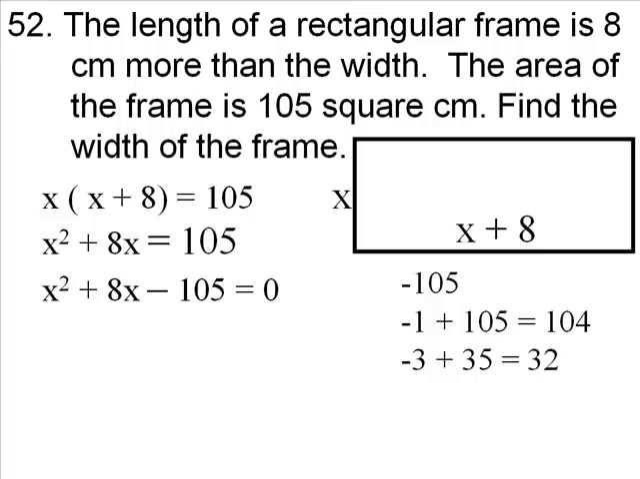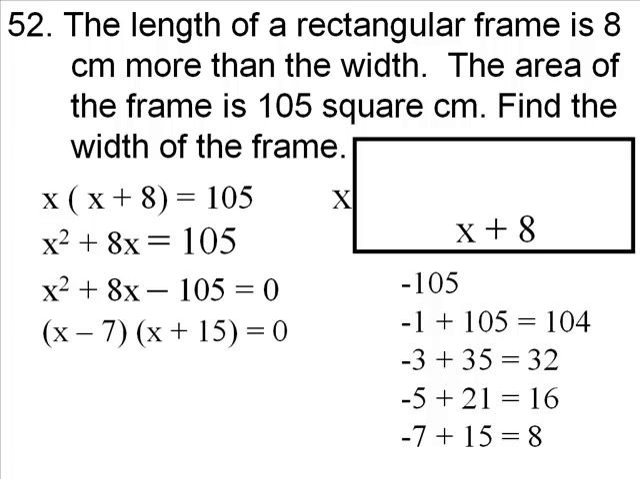Let's see. I've done 3 times 35. 4 won't go into 35. 5 will go into 35 21 times. And when you add 21 and negative 5, you get 16. So negative 5 plus 21 is 16. I'm getting closer to 8, but I'm not there yet. Now 6 won't go into 105 because 105 is not even. And 7, let's try 7 here. 7 times 15 is 105, and it works out if you have a negative 7 and a plus 15, you get an 8. So my two factors are going to be what? x minus 7 and x plus 15.